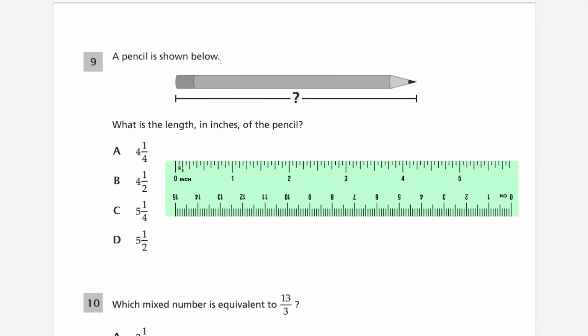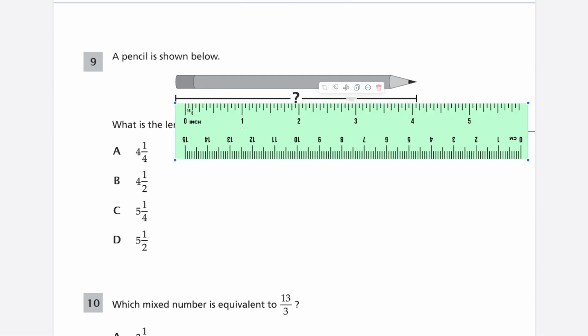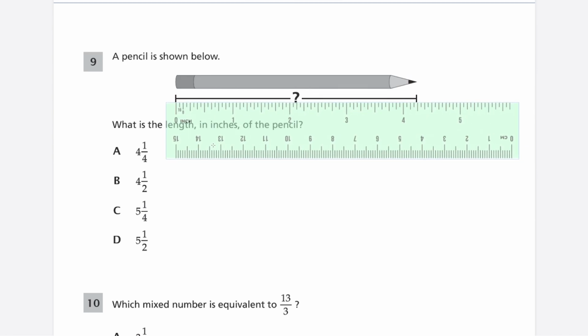Question 9, a pencil is shown below, and we want to know what is the length in inches of the pencil. So for a question like this, we want to take our ruler and we want to line it up at the beginning of the pencil, but we have to be careful. We have to make sure that we don't use the beginning of the ruler. We have to use the 0 line to start our measurement. So I'm going to move the 0 line like this to the beginning of the pencil. And then from here, I'm just going to mark off where the pencil ends. So we're going to stop our measurement right around here.